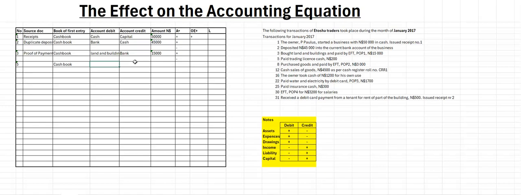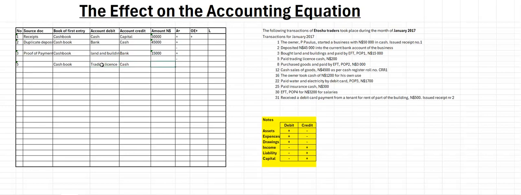So our cash definitely decreased, which will be at our credit side, so cash. Okay, and then we have our expenses. Our expenses have increased as well. So our expenses have increased, so that's why it needs to be on the debit side, and that would be for the trading license. Trading license.